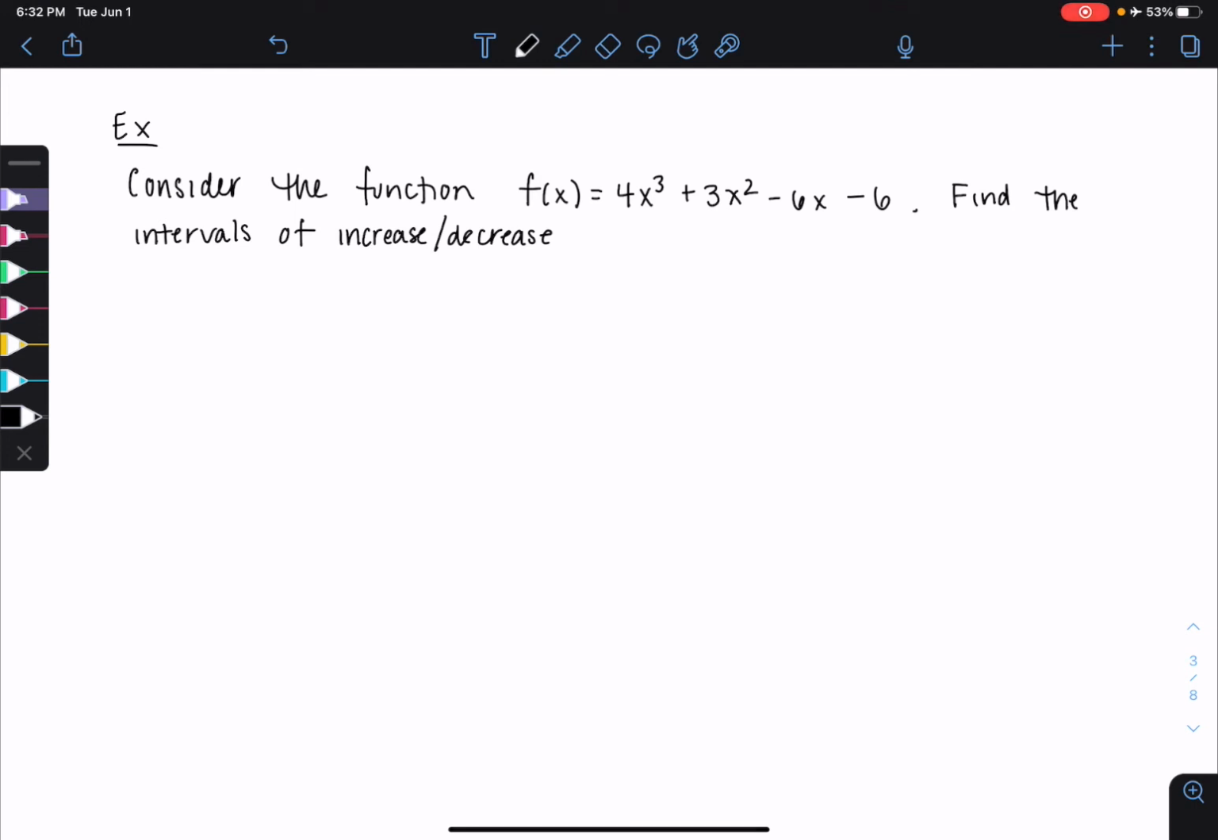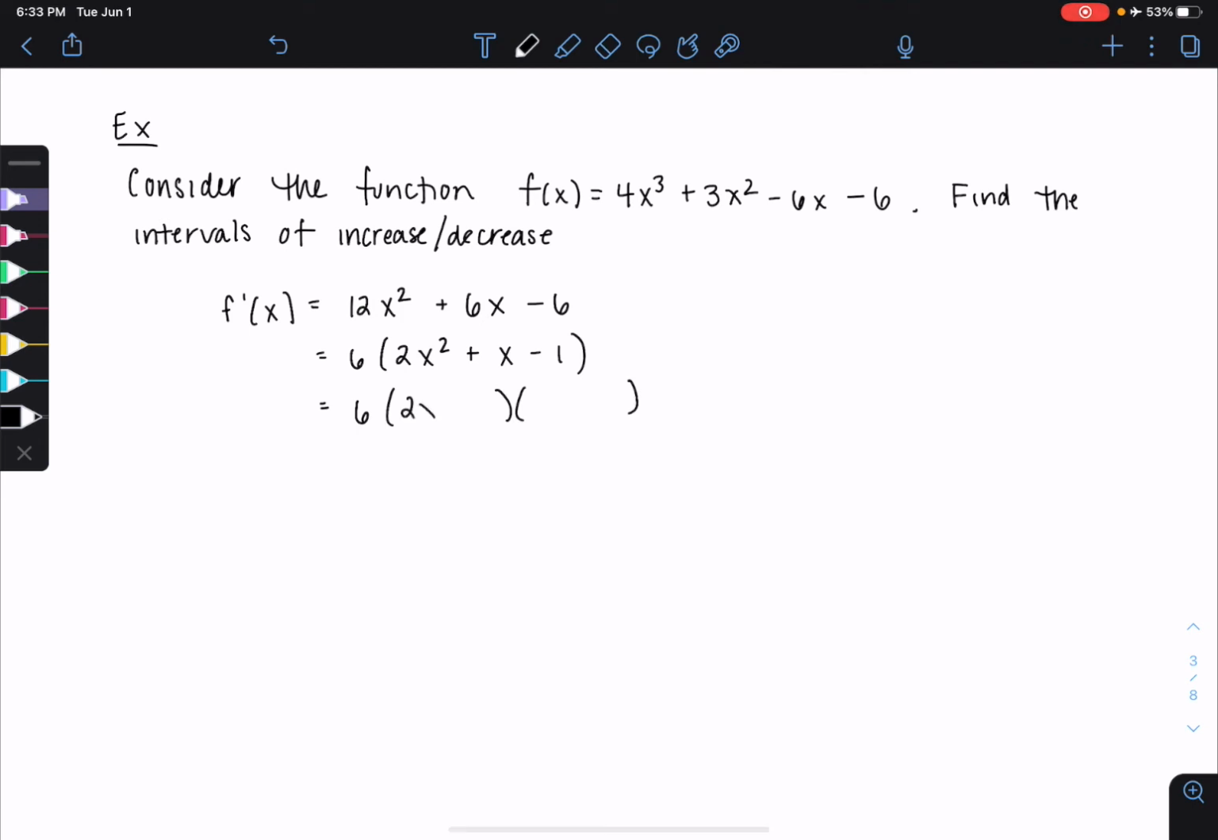So pretty much I want to see where the derivative is positive, where the derivative is negative. To be able to do that, I need to take the derivative. And I'm just going to apply the power rule a bunch. So bringing the 3 down would give us 12x squared. Bring the 2 down to get 6x minus 6. Everything has a 6 in common, so we can factor that out to get 6 times 2x squared plus x minus 1. And then that factors really nicely into 2x and x, make this a plus 1 and this a minus 1.